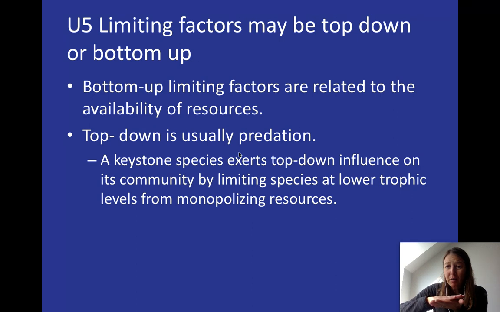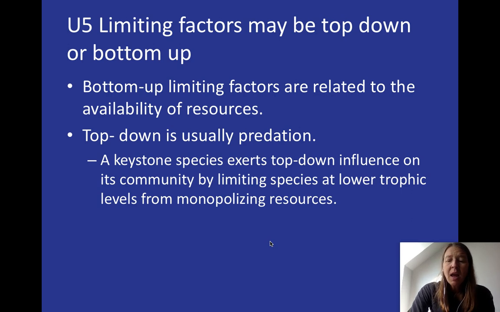So it can keep that carrying capacity lower because there's a lot of predators that are going to be eating any extra individuals. Keystone species often exert a top-down influence on their community. If you think about the sea star example with that keystone species, that sea star would keep the mussel population low because it was feeding on it, so it couldn't just take over and monopolize all the resources for the other organisms. So bottom-up factors are ones like food, water, shelter, space, where top-down is usually some sort of predation keeping the population low.